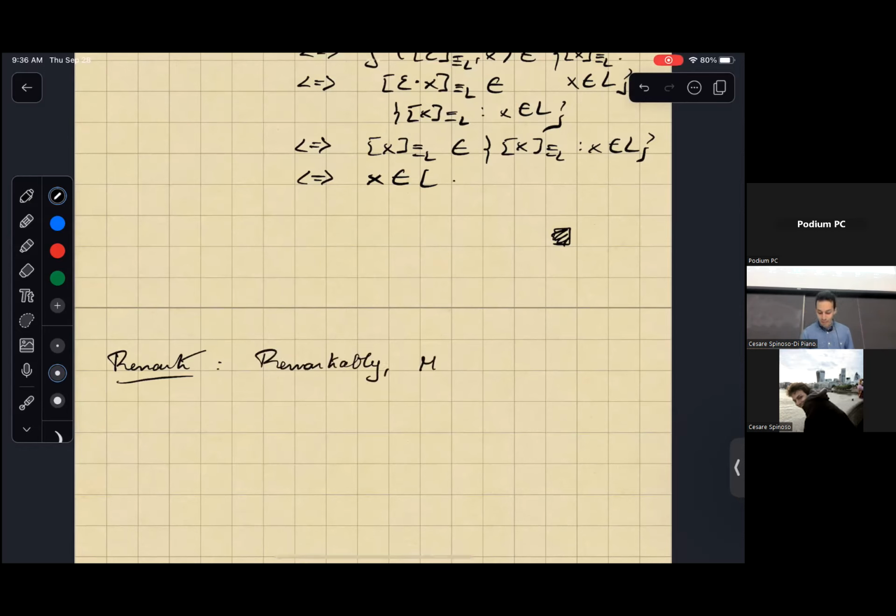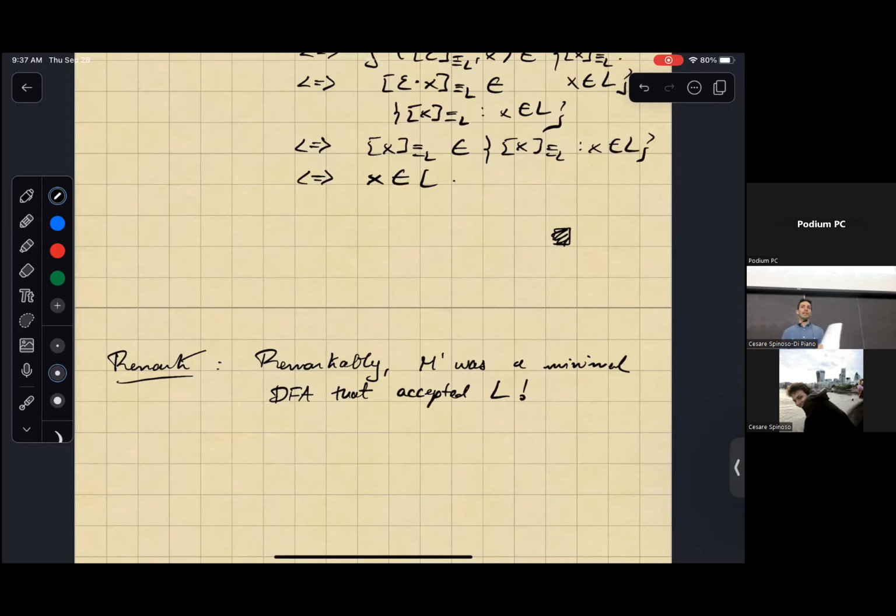Remarkably, M prime was a minimal DFA that accepted L. Isn't that remarkable? I think that's pretty remarkable. So I'll put an exclamation mark. That's how remarked I am. Okay. So I need to show this, right? I need to show this. But it's not really a coincidence. This is what Myhill and Nerode were aiming at when they devised this theorem.